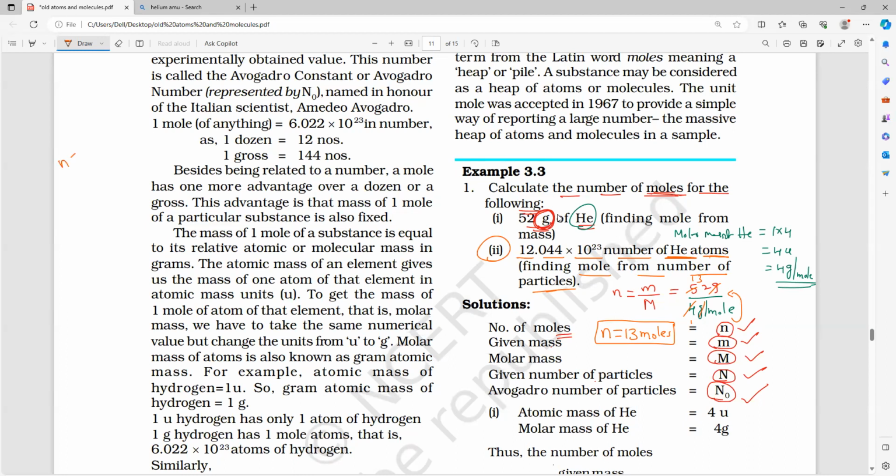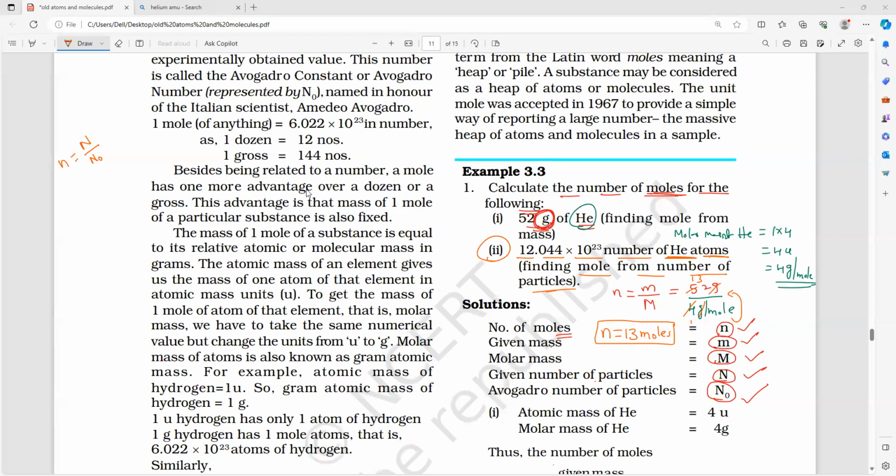So what is the second formula? n is equal to given number of particles divided by Avogadro number. Is it required to calculate the molar mass here? That is my question. Is it required to calculate the molar mass? No, sir. No, because particles is given. So it's not required to calculate the molar mass. I hope you understand what I'm saying, everybody. So that's all substitution.